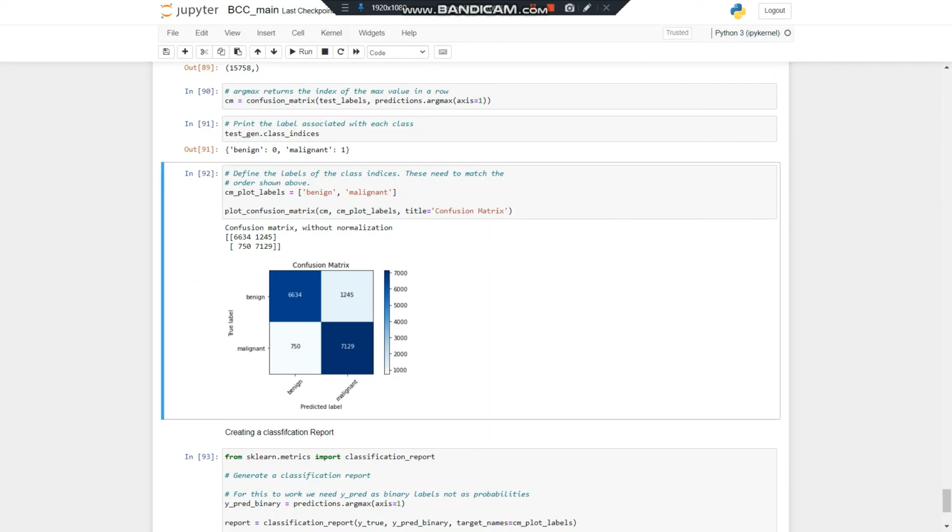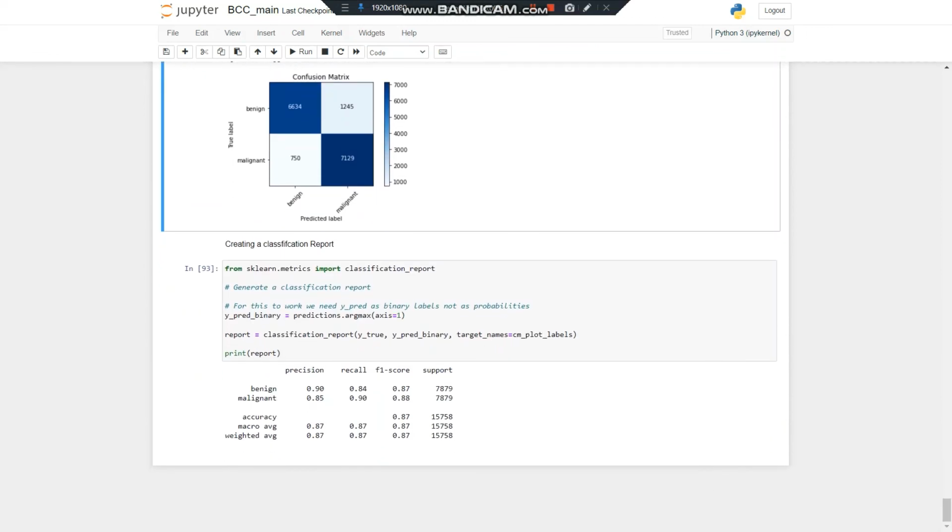Confusion matrix: as the statistics stand, true negatives are at 6634, false positives 1245, false negatives 750, and true positives 7129. After we have all these confusion matrix statistics available, we can derive the classification report using the sklearn library. We can generate some important statistics such as precision, recall, F1 score.